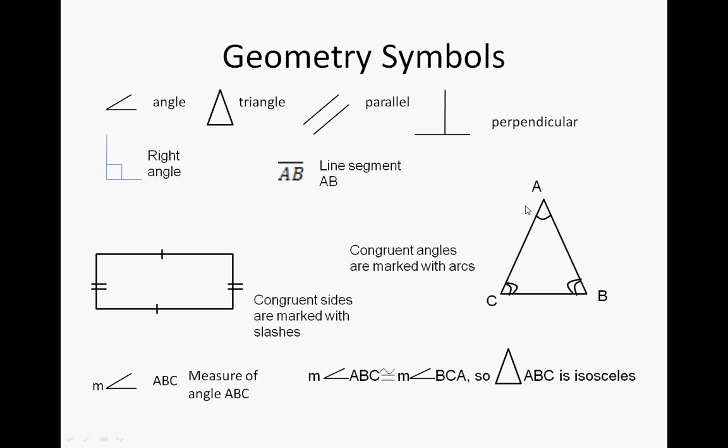Triangles and polygons are named in a clockwise fashion. So we go A, B, C. It would be wrong to say triangle ACB. Well, not wrong, just not what we normally do. Okay, so that way we know that we're going in this clockwise fashion and they match up.